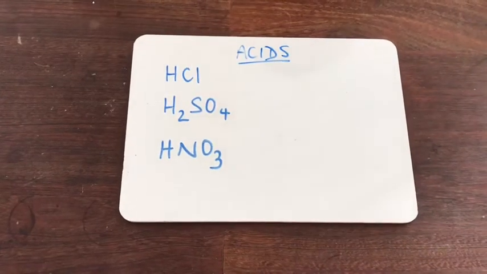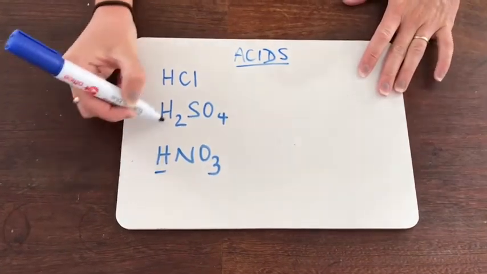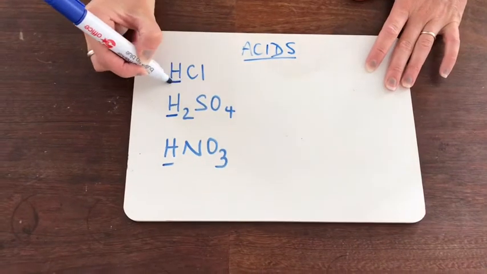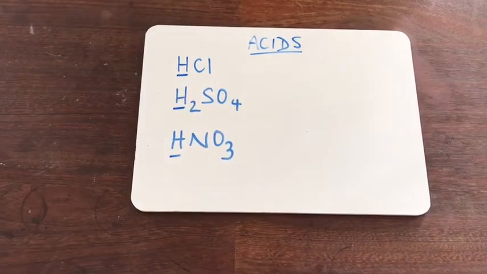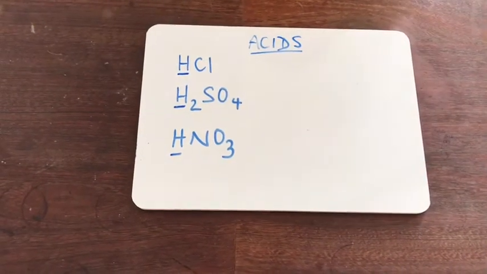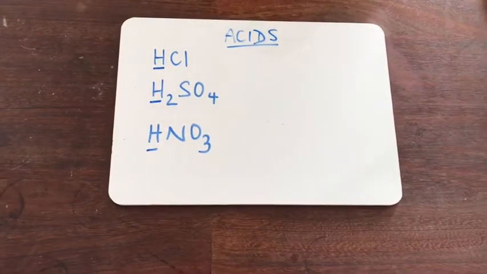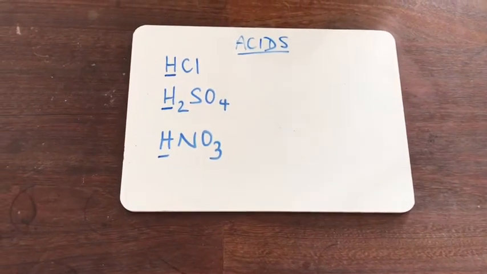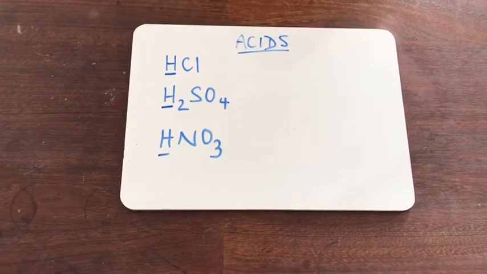I'm hoping that you've noticed that they all have hydrogen in their formula. Okay, now that's part of the definition of an acid. It has to be able to have hydrogen in its formula, but that's not all. There's something else that these acids need to be able to do with that hydrogen.